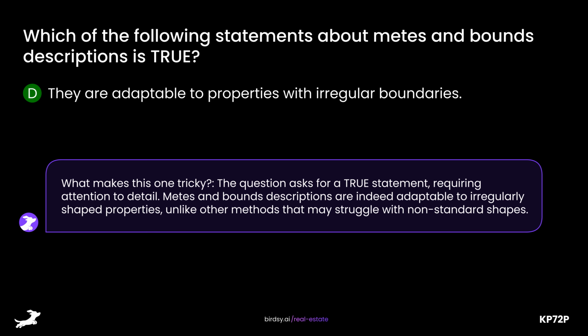What makes this one tricky? The question asks for a true statement, requiring attention to detail. Meets and bounds descriptions are indeed adaptable to irregularly shaped properties, unlike other methods that may struggle with non-standard shapes.